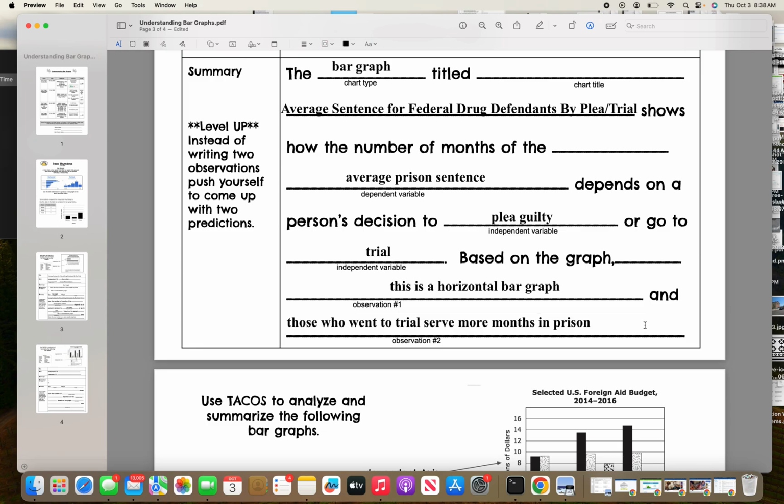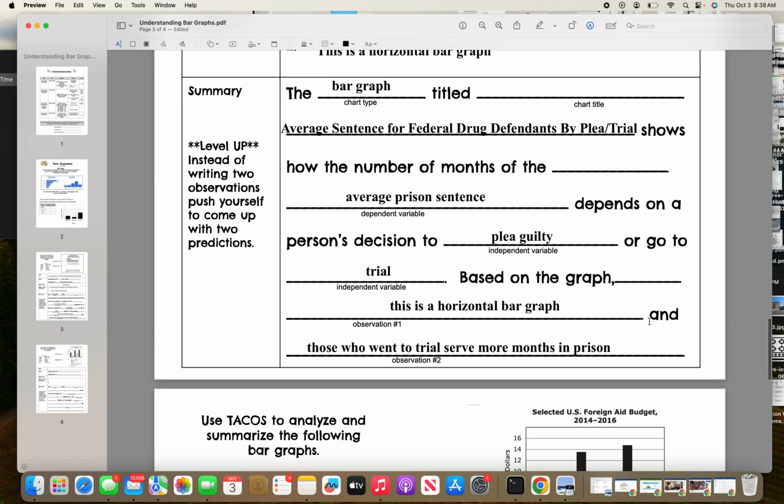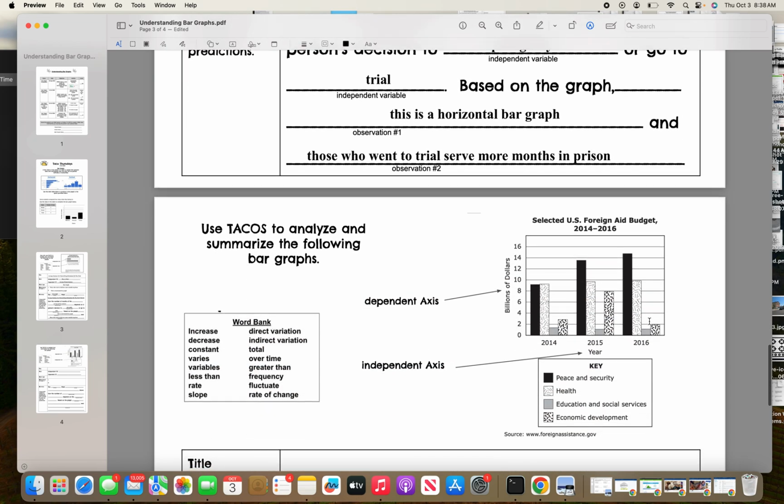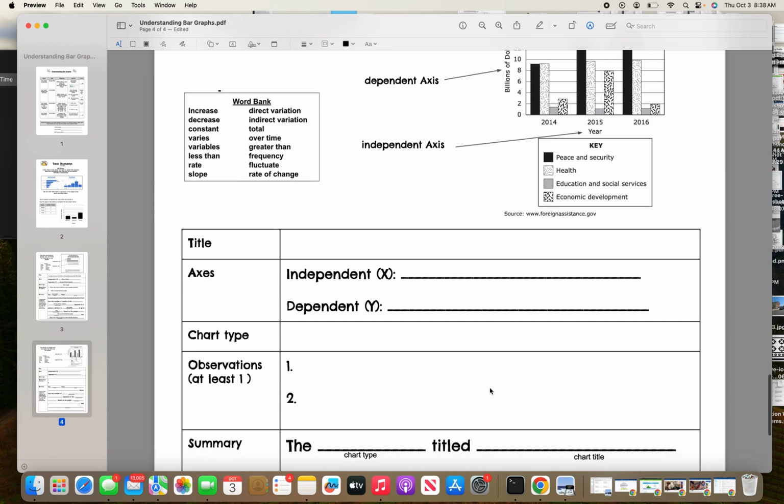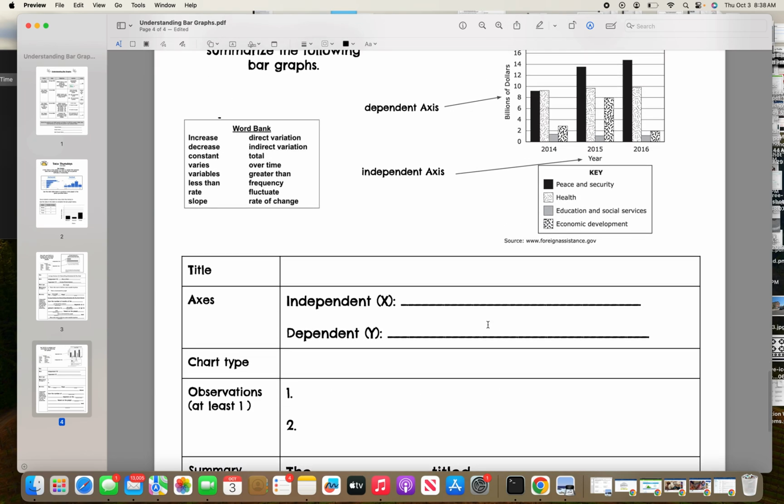So if you're in 11th and 12th grade, I expect you to write something more coherent like that. All right. But anyway, that's it, guys. And if you're in 11th and 12th, then you're going on to the next graph and you're going to analyze this one right here.